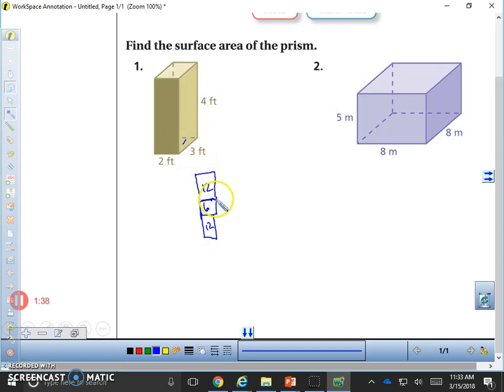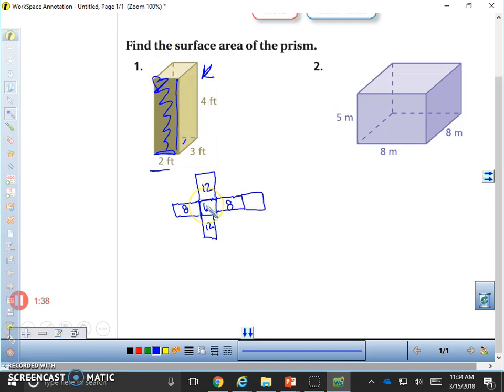Then we have these two smaller ones right here. I'm talking about this side right here and this back side right here, and those are also 2 times 4. You might be thinking, where is she getting this 4? I'm grabbing this 4 from the label right here. It says 4, so this also has to be 4. And 2 is the base, so 2 times 4 is 8. So this is an 8, and this is an 8. And I cannot forget my top, which is also a 6.